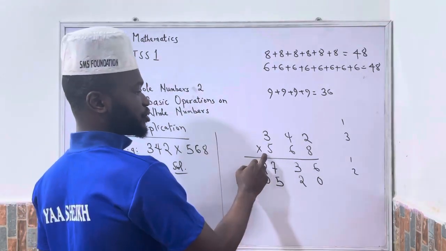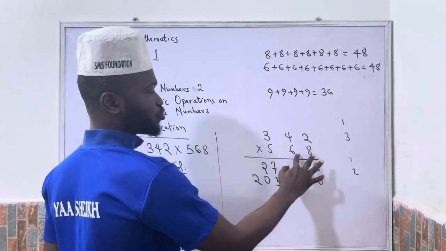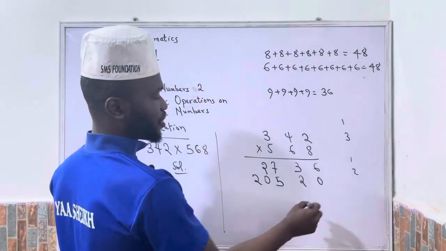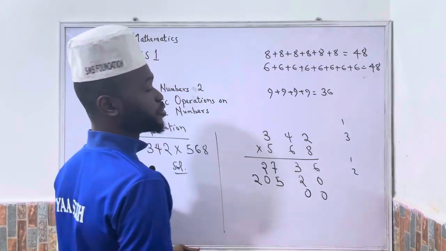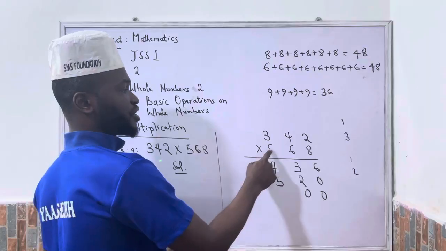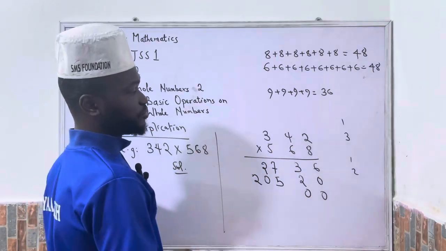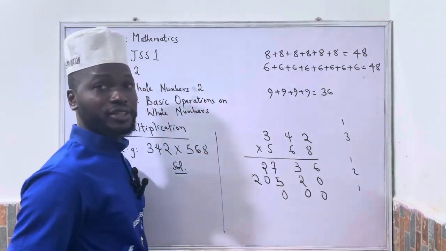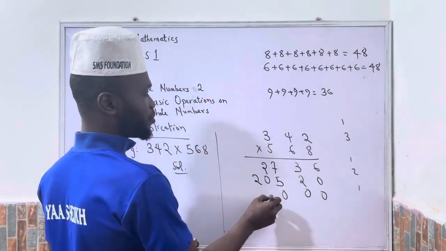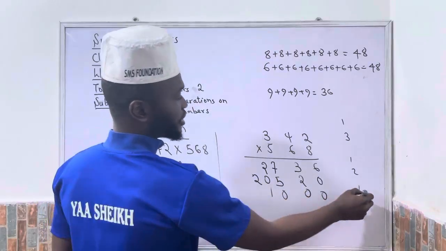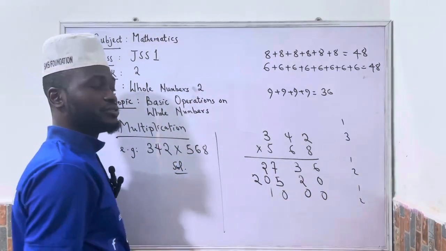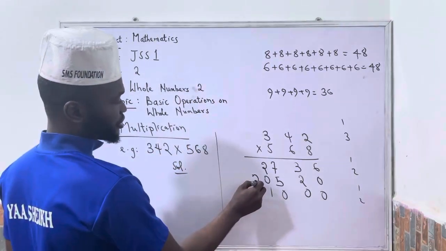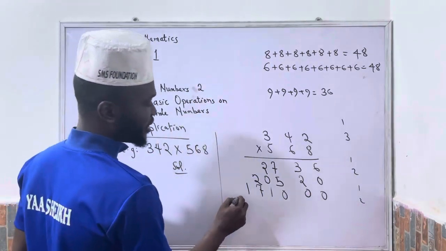So the next stage is to use the 5. Now, these two place values will be empty. So we have to use 0 to fill up those spaces. Next, we are doing 5 times 2. That will give me 10. Put down 0, carry 1. 5 times 4, that is 20 plus 1, 21. Put down 1, drop 2. 5 times 3, 15 plus 2, that is 17. I put down 7, and I drop 1 next to it.